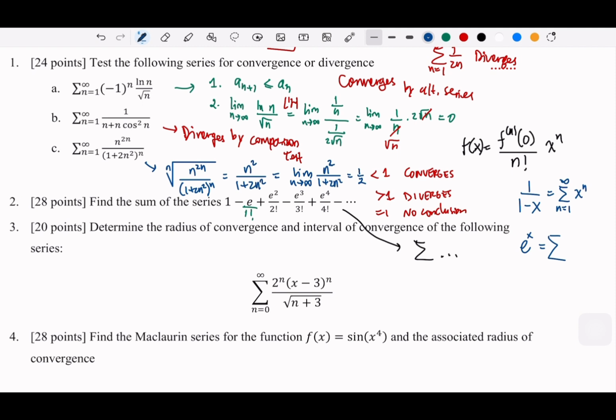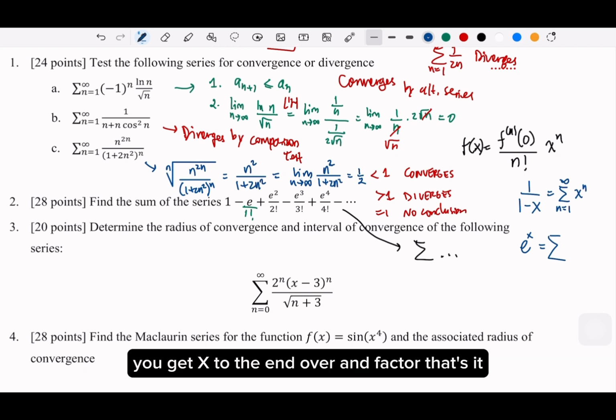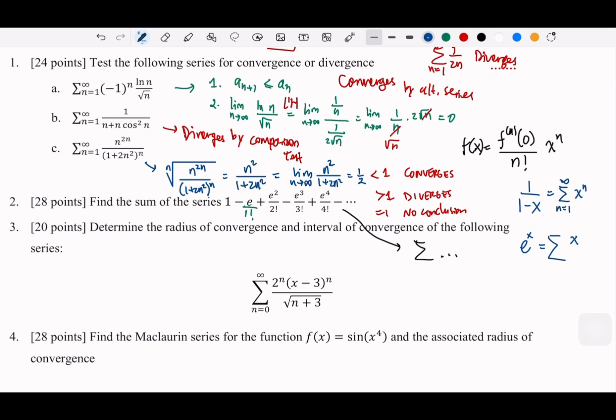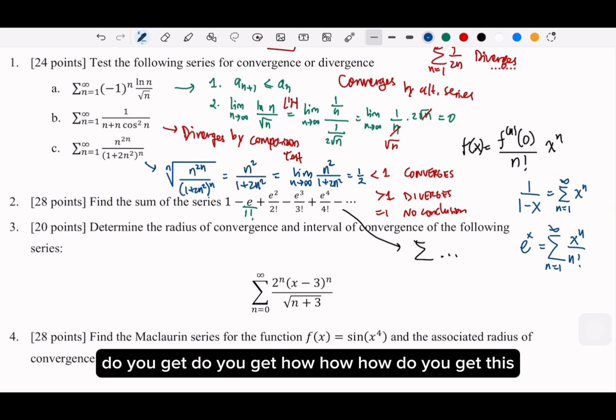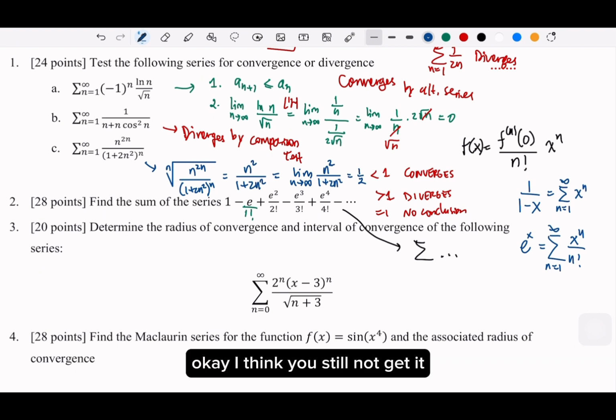Get it? And then this n factorial, x to the n. Easy, right? You get x to the n over n factorial. That's it. That's for the function e to the x. Do you get my idea? Do you get how we get this? I think you still don't get it, right?